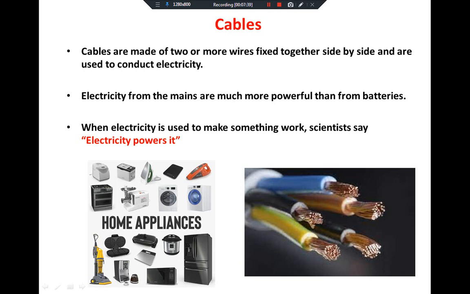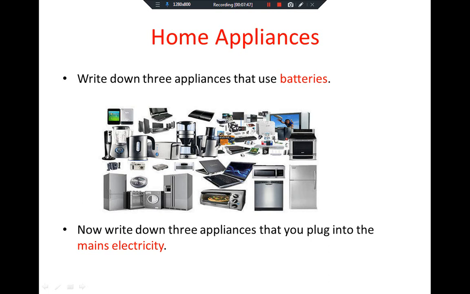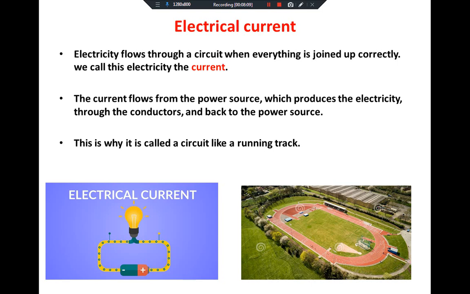As you can see, cables are made up of what? Of plastic and something else, copper. Okay? So home appliances, I want you now to write down 3 appliances that use batteries in your home. And I also want you to write down 3 more appliances that use mains electricity to work. Okay? Not batteries, mains electricity. So 3 for batteries, 3 for mains electricity.